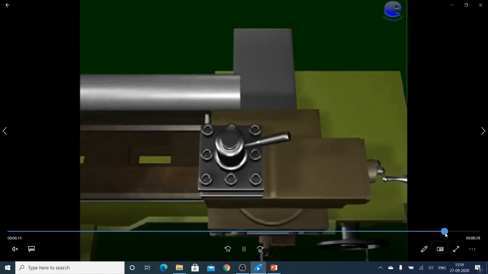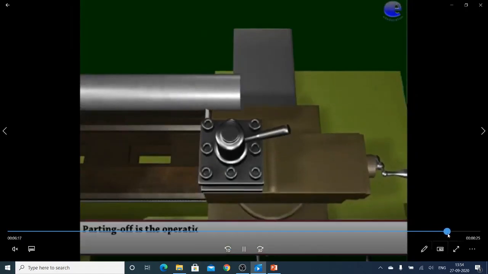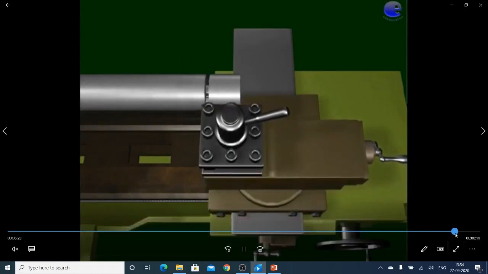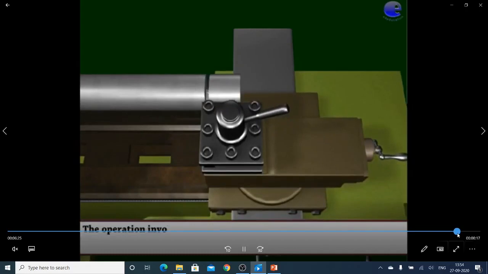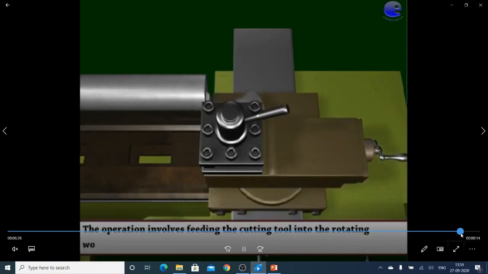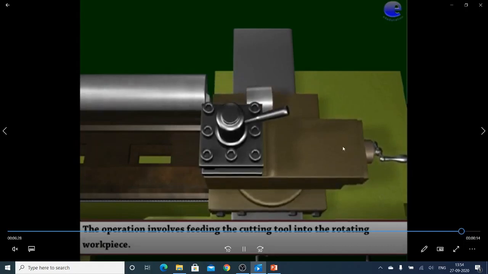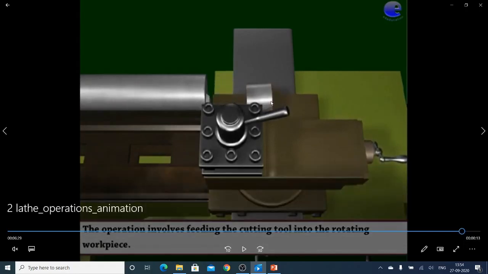Then the parting operation, to separate one piece into two pieces. Here what happens, the cutting tool is moving perpendicular to the axis of the workpiece, but when two parts are made, one part is fixed inside the chuck, and the other part falls down. So generally in the parting operation, the other part is supported by the tailstock so that it will not fall. If it falls, it may damage the workpiece.